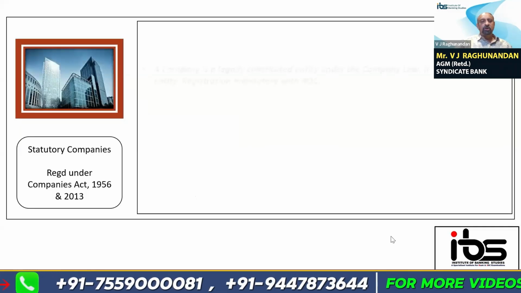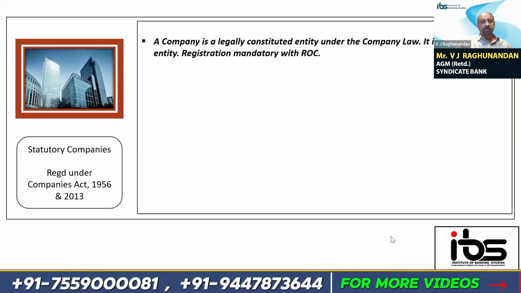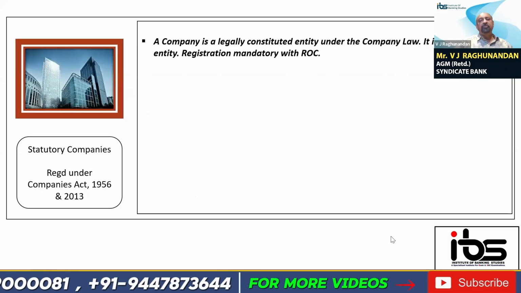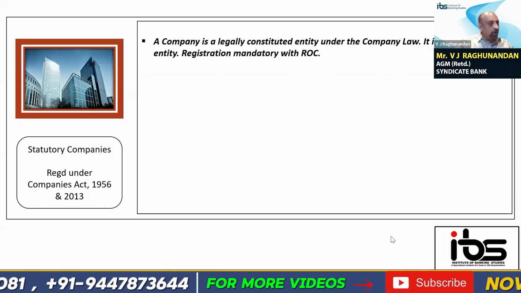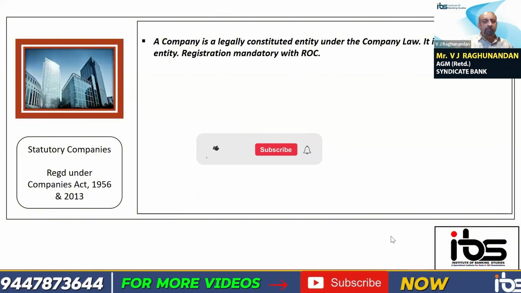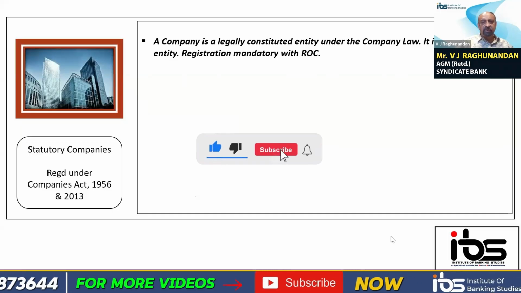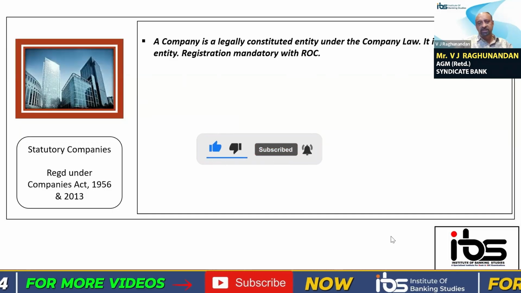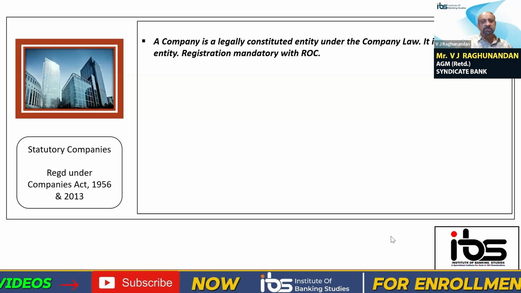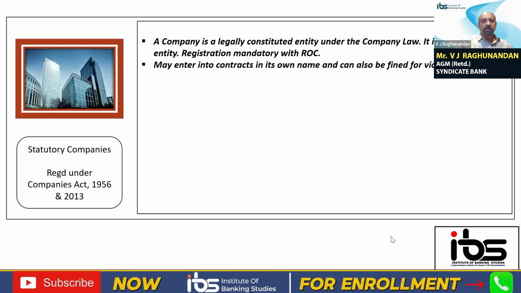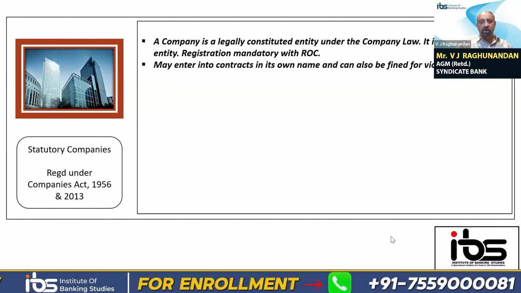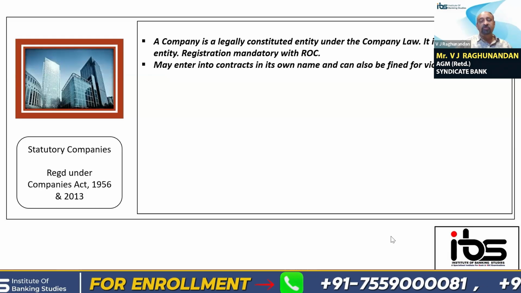Okay. Now we come to companies. A company is a legally constituted entity under a company law. Since it is not naturally born, we call it an artificial entity. Any company should register itself mandatorily with ROC. If a company has to be floated and start the business, it has to be registered with ROC mandatorily. A company may enter into contracts in its own name and can also be fined for violation.